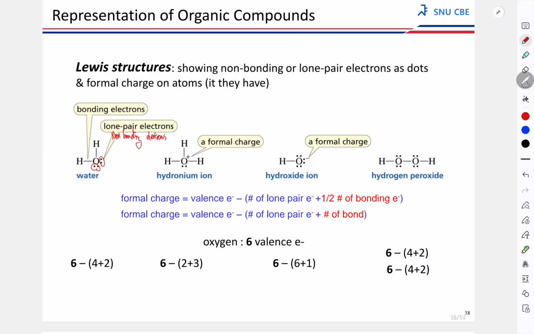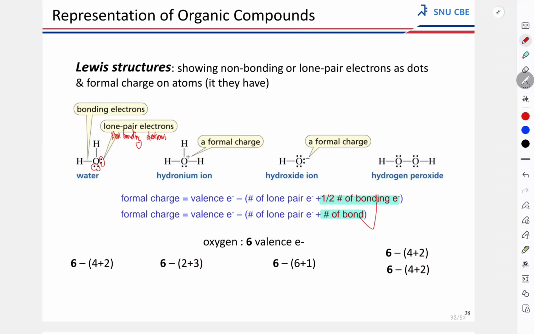But for the hydronium ion, you now have the plus notation here, indicating this oxygen now has one plus formal charge. And this is how you can calculate the amount of formal charge. You can subtract the number of lone pair electrons plus half of the number of bonding electrons from the number of valence electrons. That will give you the formal charge of a given element within the molecule. Or in other words, you can subtract the number of lone pair electrons and the number of bonds from the valence electrons. That will give you the same formal charge.